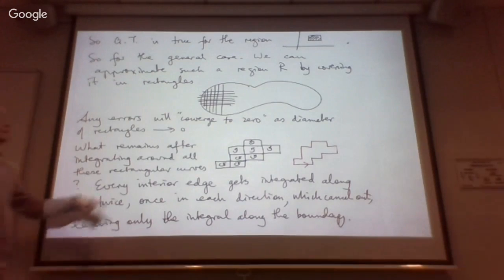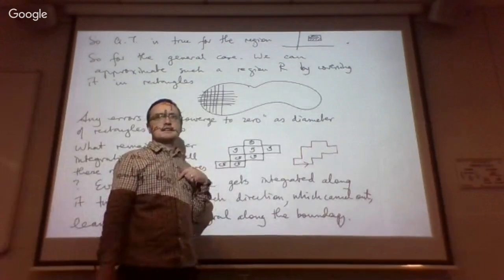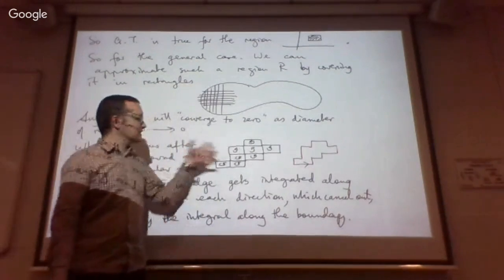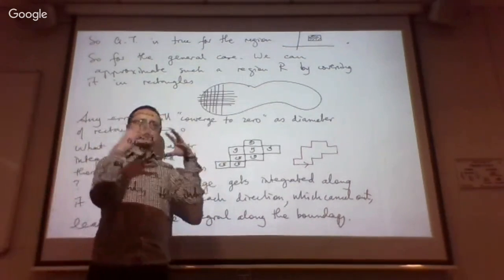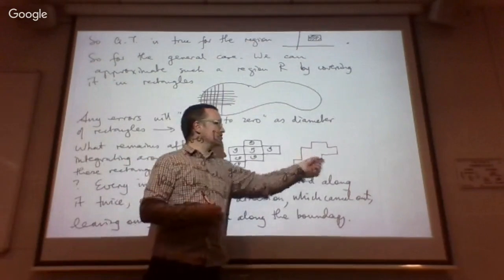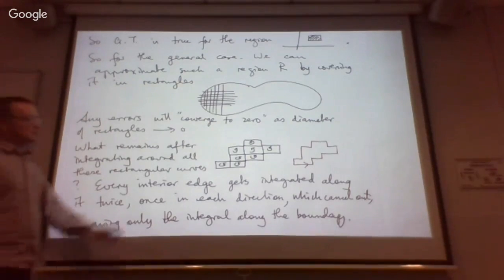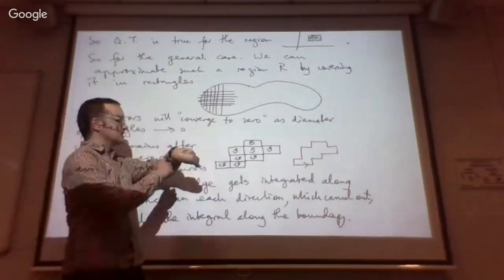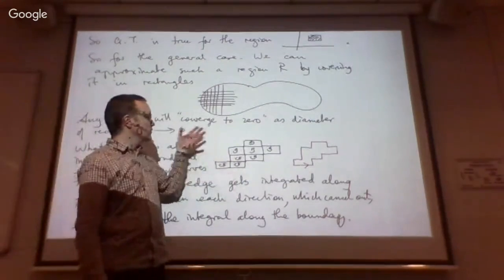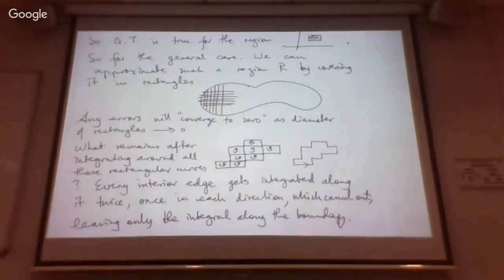Okay. The integral along all the interior edges gets cancelled out. So when you do these path integrals around the boundaries of a load of rectangles that are clumped together, what it comes to is just integrating along the boundary of the region covered by all the rectangles. And when you do the double integral over the interior of each rectangle, what you get is the double integral over the complete region covered by the rectangles.